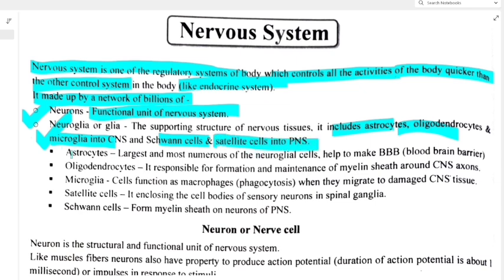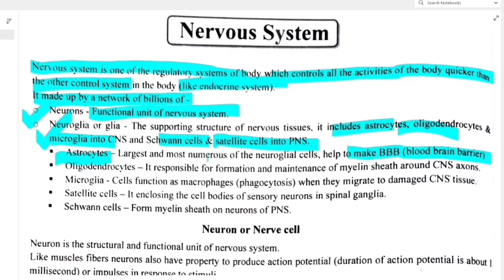Now first we come to astrocytes, the largest and most numerous of the neuroglial cells. So it is the largest among all the neuroglial cells, and it helps to make the BBB. What is BBB? That is the blood-brain barrier. Fine, it is clear.